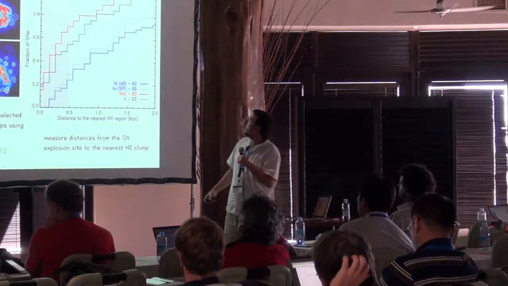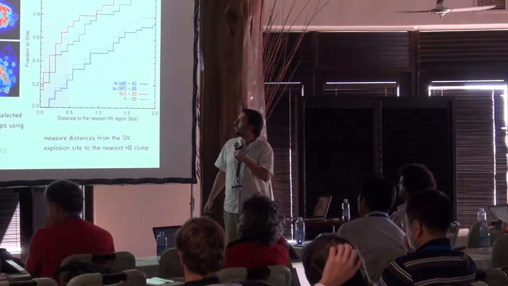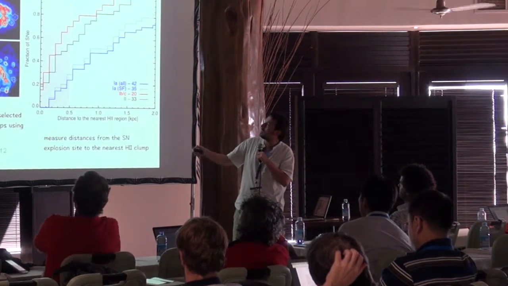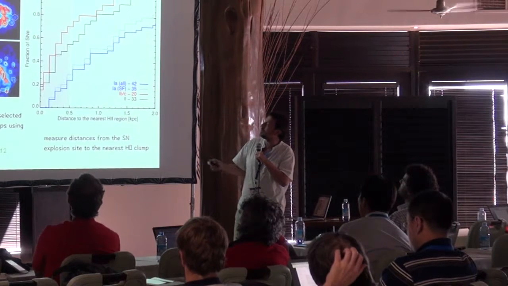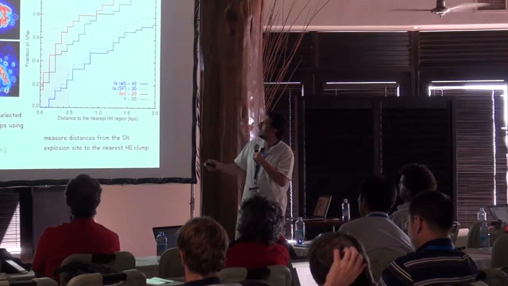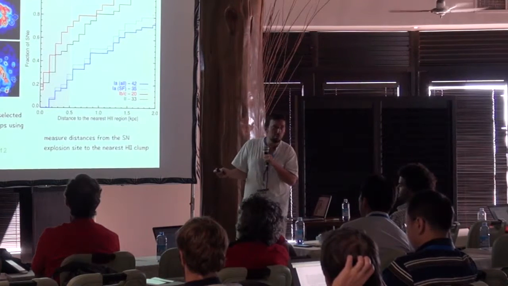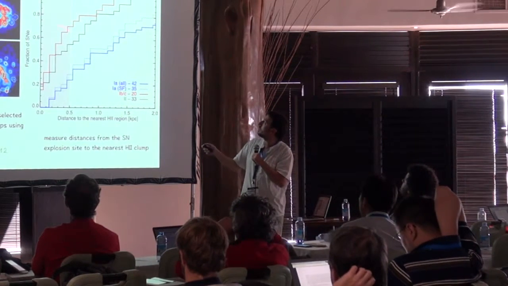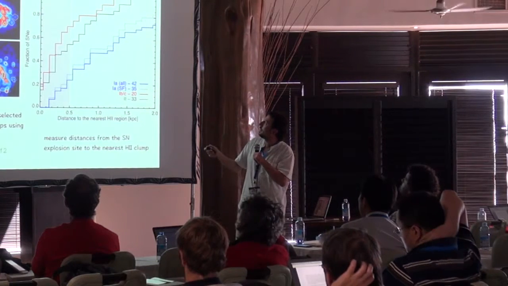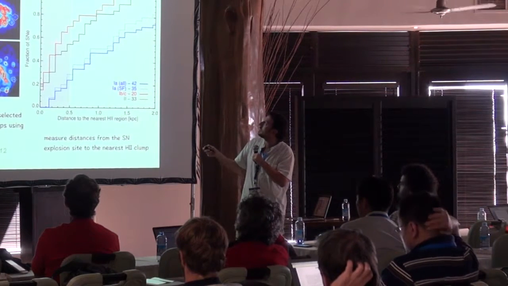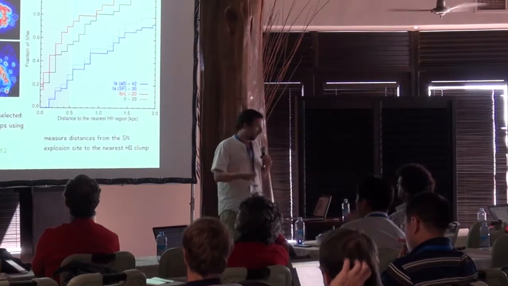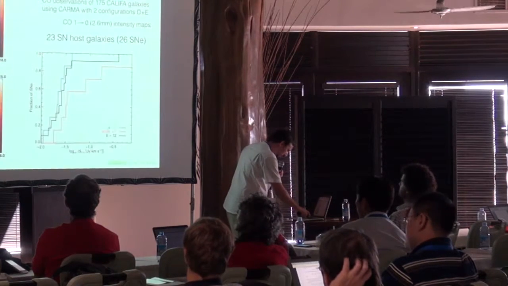Another similar result that reinforces the previous one: when you have the H-alpha emission maps, you can select these HII plans, not HII regions because the resolution is not that good. And then you measure the distance from the supernova to the center of the HII region. When you do that, you see this sequence that also highlights that the 1BCs are closer to where things are happening than the type 2s.